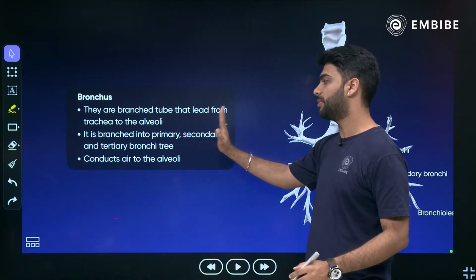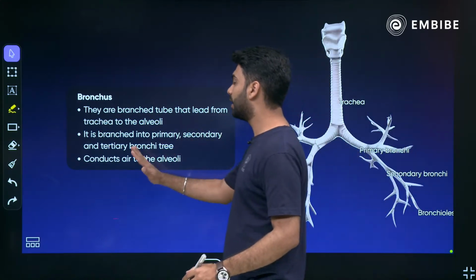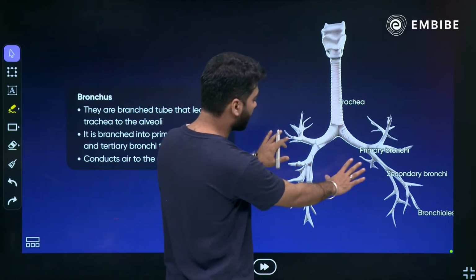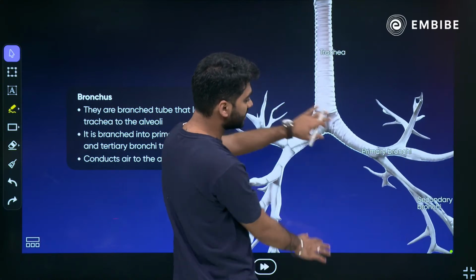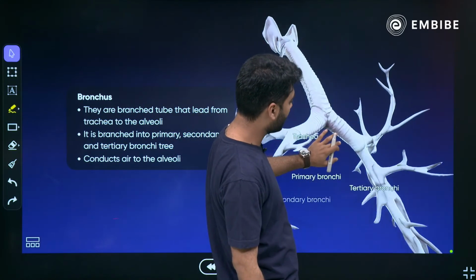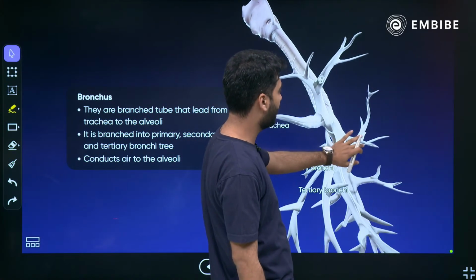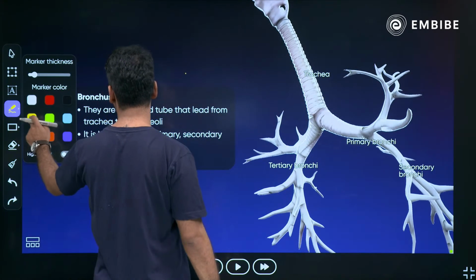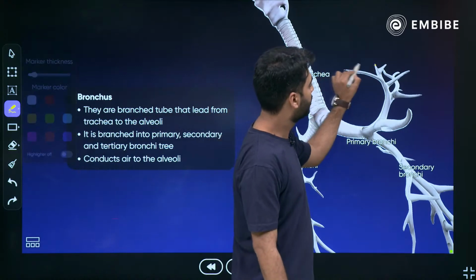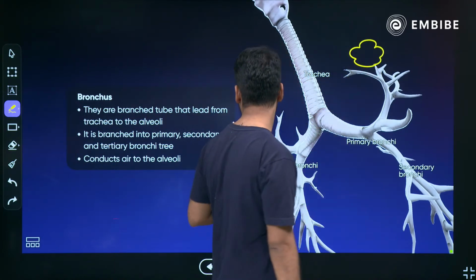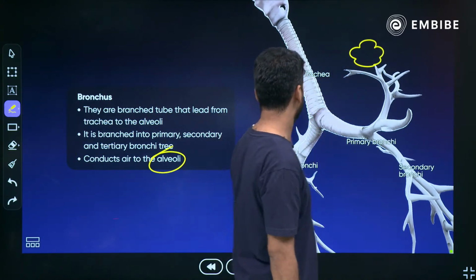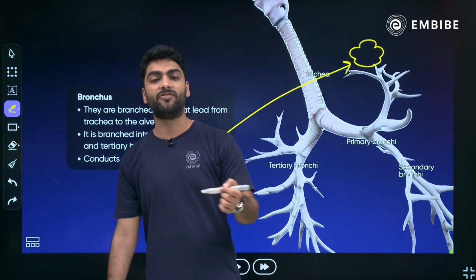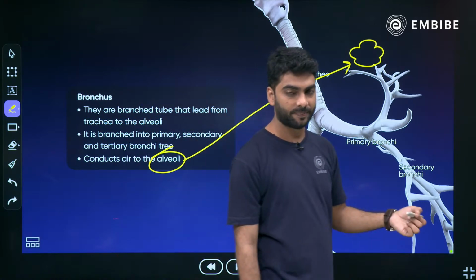Now, they are branched tubes that lead from the trachea to the alveoli. It is branched into primary, secondary and tertiary bronchi. It conducts air to the alveoli. You can see over here, ये trachea, ये रहा आपका bronchus and how the bronchus is dividing into primary, secondary and tertiary bronchi. And ये जो bronchi है, ये end करता है एक cloud shaped sac में, जिसको हम बोलते हैं alveoli, या alveolar sacs भी इनको बोला जाता है.